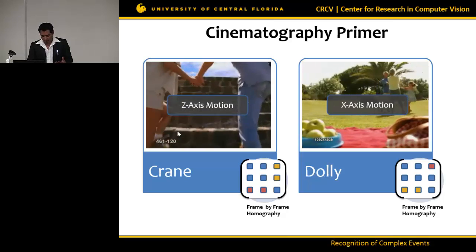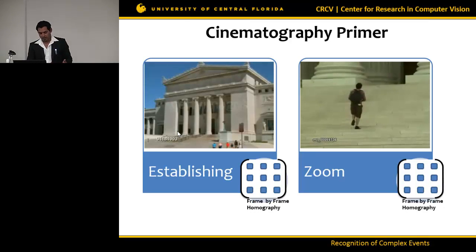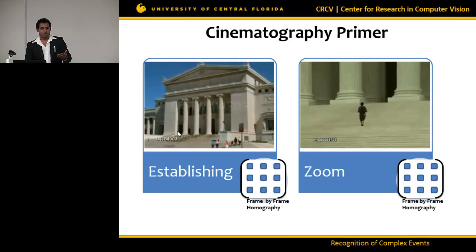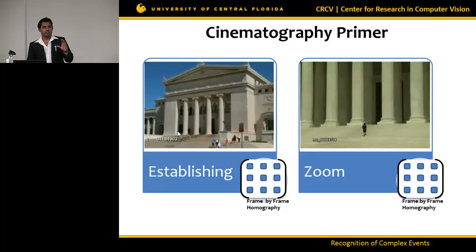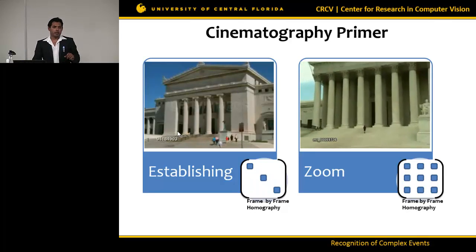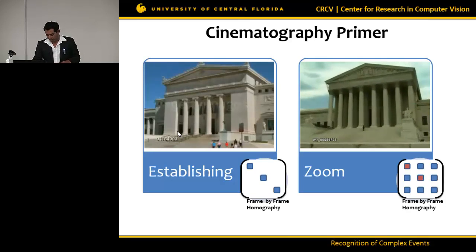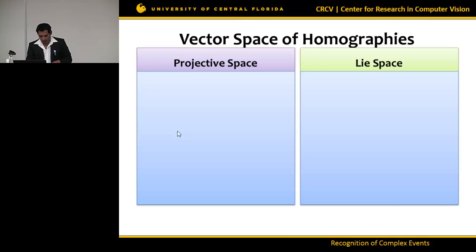Similar with crane and dolly, and also other shots such as establishing and zoom. Establishing is something where camera remains still, and basically these elements remain identity.